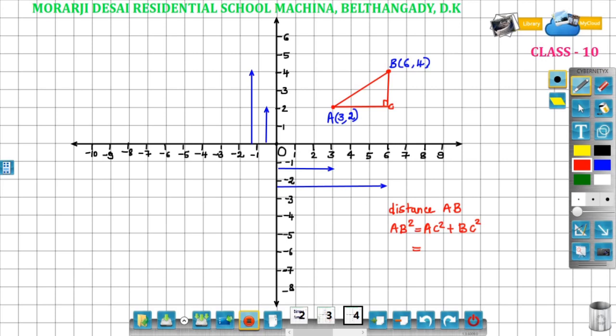See here, the line AC is parallel to x-axis. Line AC is parallel to x-axis. So, if you subtract the x coordinates, you will get the distance AC. That is 6 minus 3 is equal to 3.